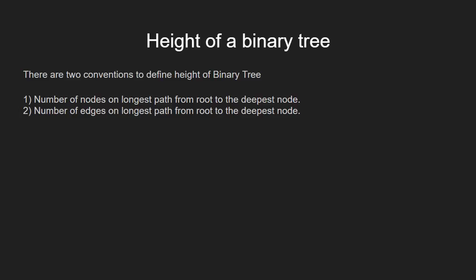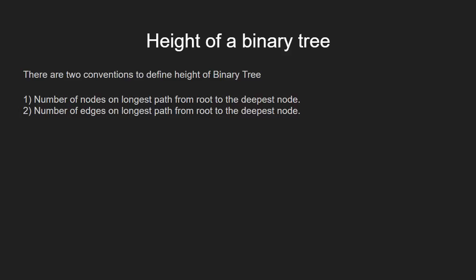There are two conventions to define height of a binary tree. In the first convention, we find the number of nodes on longest path from root to the deepest node. And in the second convention, we find the number of edges on longest path from root to the deepest node. We will follow the first convention.